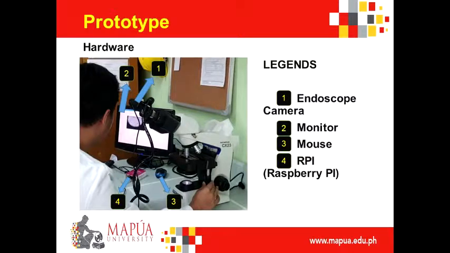Shown in the photo is the proper setup of our prototype, which consists of an endoscopic camera placed above the microscope, the monitor for display, the mouse for navigation, and the Raspberry Pi for the system itself.